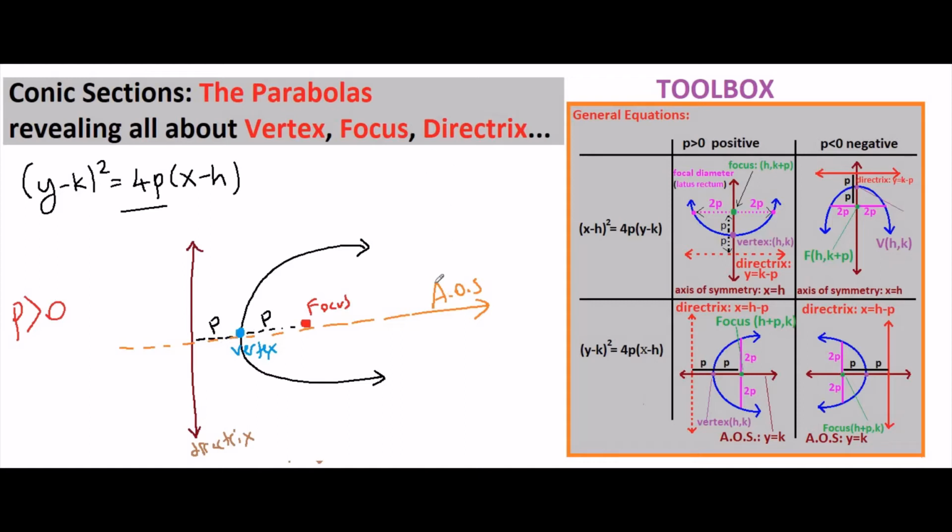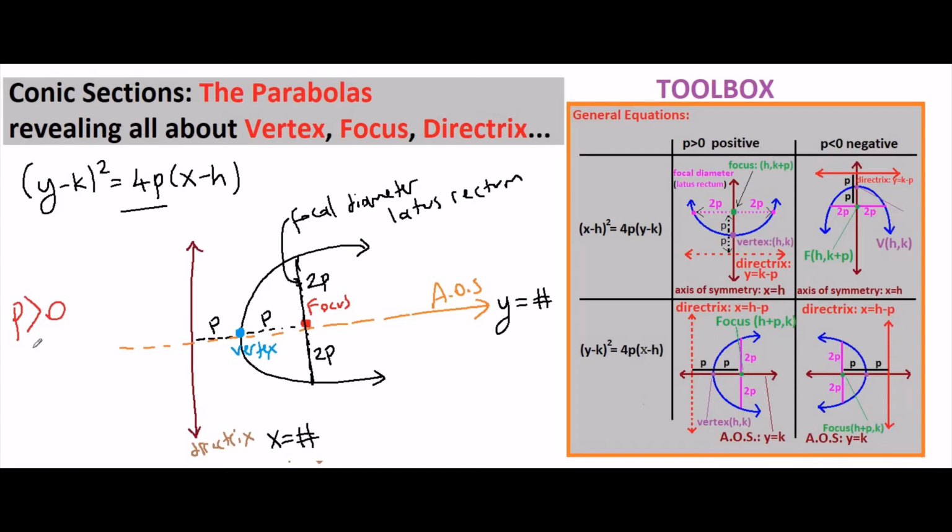This is our axis of symmetry, passing through the focus and vertex. In this situation, our axis of symmetry is a horizontal line, and the equation of a horizontal line is always y equals some value. Our directrix is a vertical line in this position, so x equals some value is the equation. From the focus down and up is equally 2p units away. We call this line the focal diameter, or latus rectum in Latin. Let's go ahead and see if the p value is negative.